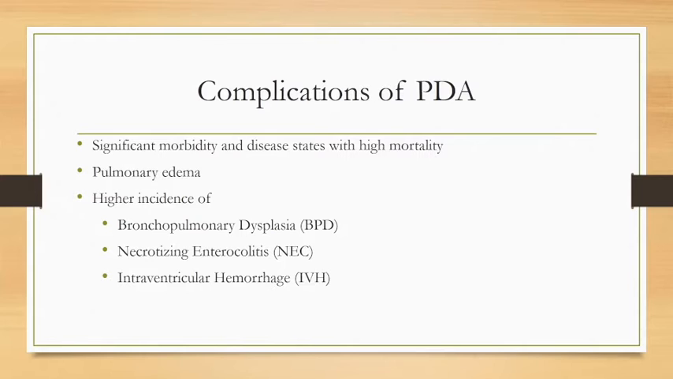Some complications of PDA are significant morbidity and disease states with high mortality. When left-to-right shunting continues, blood can back up into the pulmonary vasculature and can cause pulmonary edema, and there is a higher incidence of bronchopulmonary dysplasia, necrotizing enterocolitis, and intraventricular hemorrhage. Also, at the same time that pulmonary edema occurs, systemic blood flow is compromised and ischemic damage may also occur.